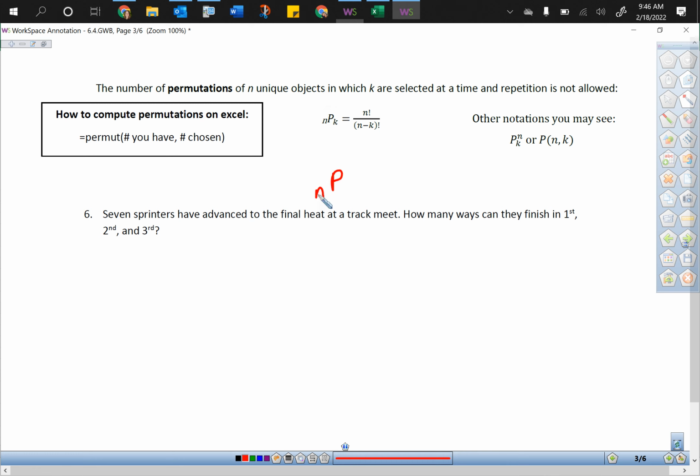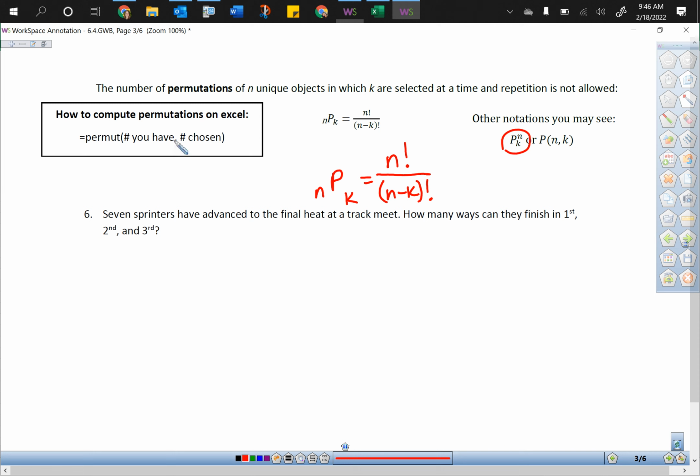nPk equals n factorial over n minus k factorial. Other notations you may see: sometimes it's written with the n and k after the P, or as P of n comma k, which is just like you would have it here.